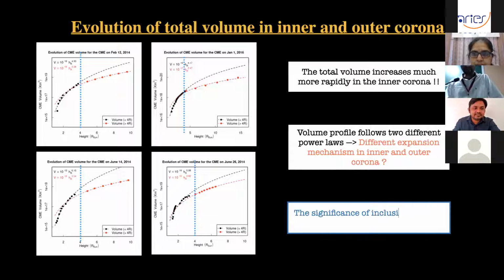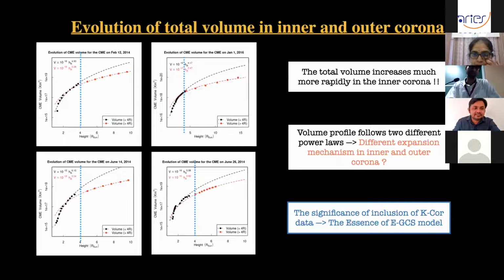Another important part is to appreciate the indispensability of the inclusion of K-Cor observations, because that has offered us a good number of data points below 2 solar radii, and that has given us the luxury to differentiate between these two distinguishing behaviors of the total volume evolution.